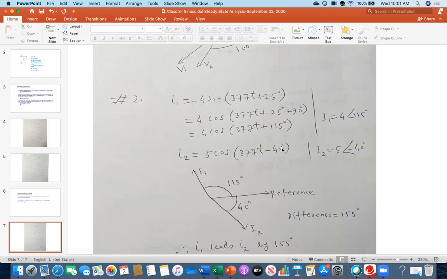I2 is 5 angle minus 40. Now you compare. I have a question. Why are we not taking into account the omega t? Because I know omega is 2 pi times frequency, and frequency is an inverse second, so that would cancel. But what about the 2 pi?